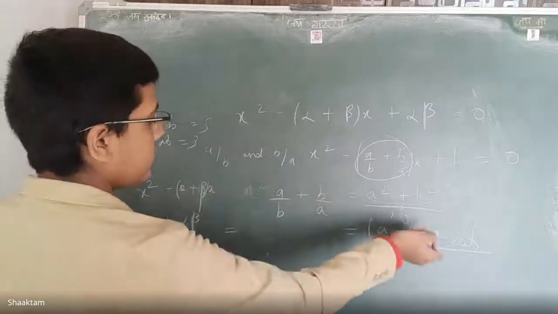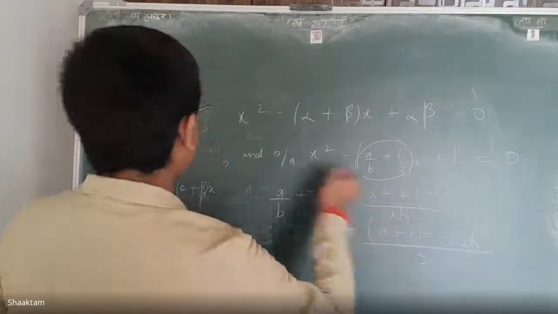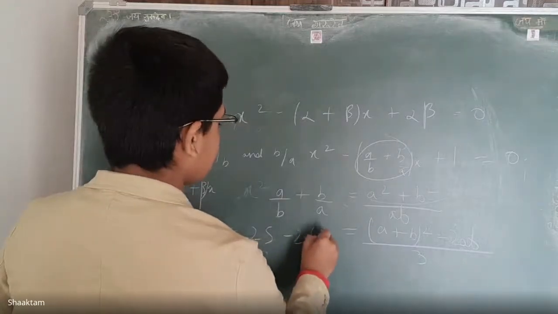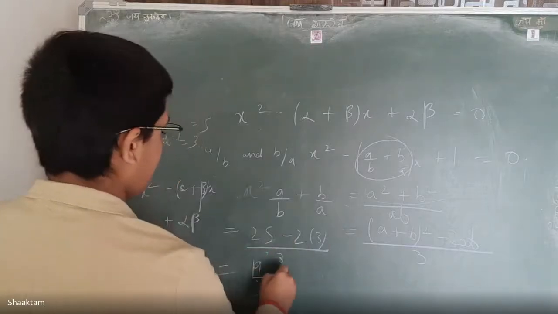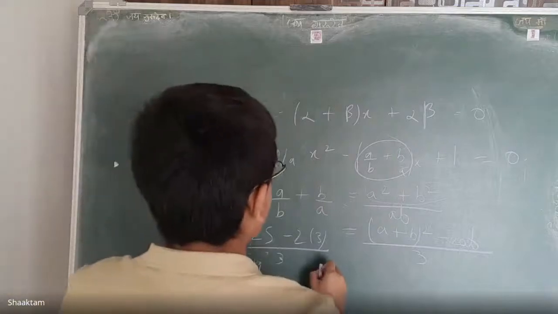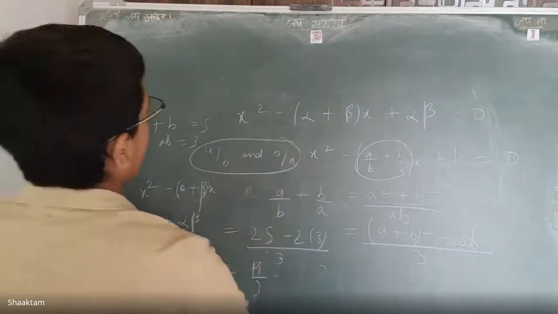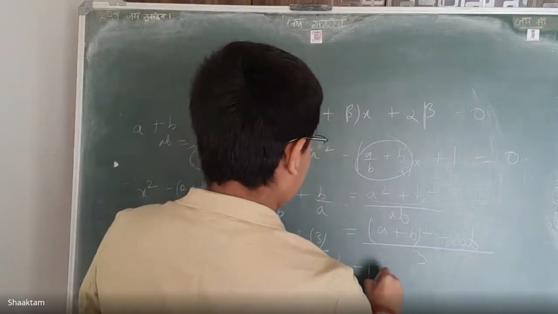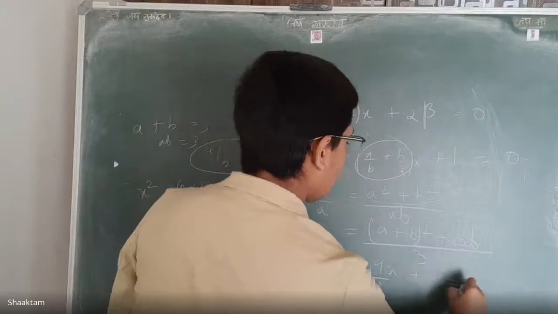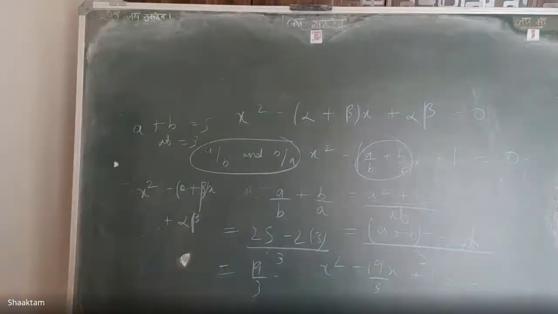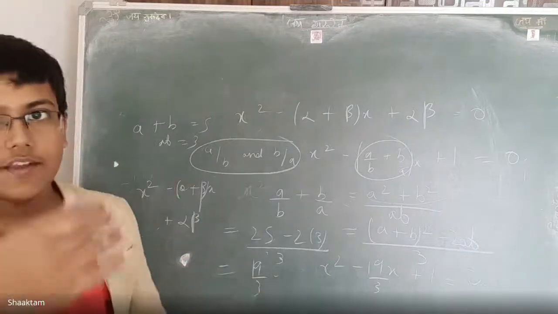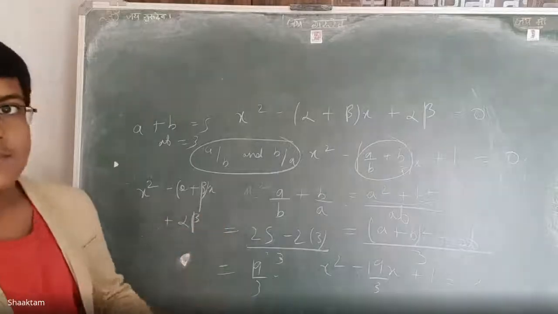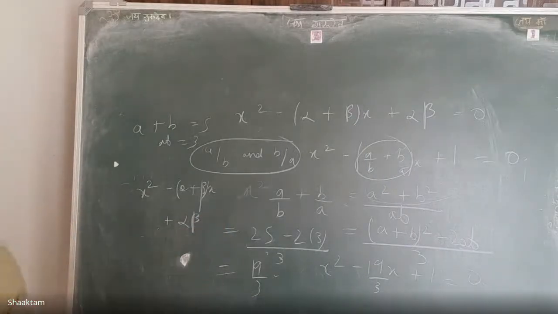And ab we know is 3 from what we had got last time. a plus b we know is 5, so 5 square is 25. ab is 3, so (25 minus 2 into 3) by 3, which will be (25 minus 6), 19 by 3. Now, we got a value for a by b plus b by a. That means the equation with the roots a by b and b by a will be x square minus 19 by 3 x plus 1 is equal to 0. But we are not done yet. 19 by 3 x is not exactly something which is satisfying because it will be a bit taxing when we want to find the exact roots. 19 by 3 we'll have to put in the denominator and then minus b plus or minus root b square. By the quadratic formula, it will be a bit taxing.